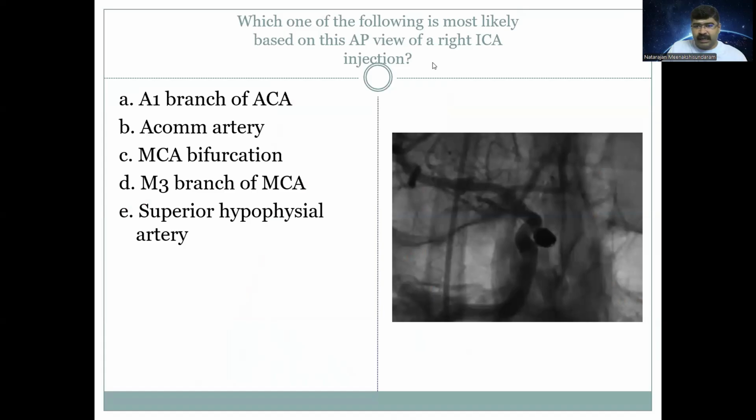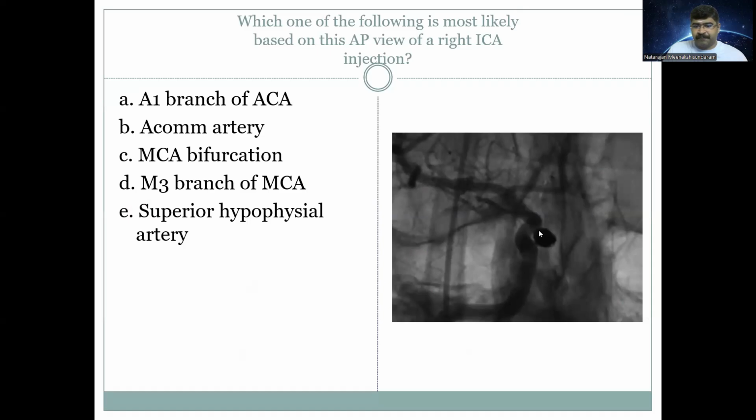With this, we'll conclude today's session with orientation to the DSA. Whatever we have discussed, just a summary we will see in this picture. Which one of the following is most likely based on this AP view of right ICA projection? Yes. Any guesses? What are we seeing here?